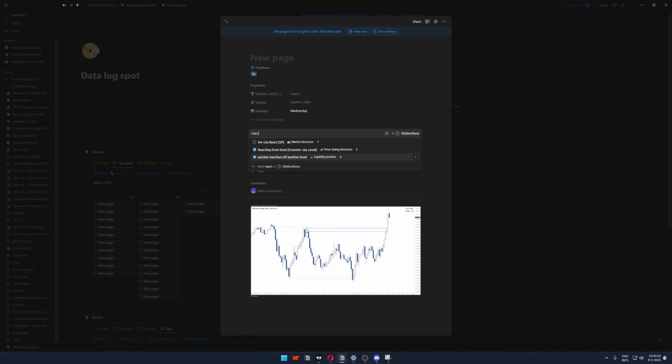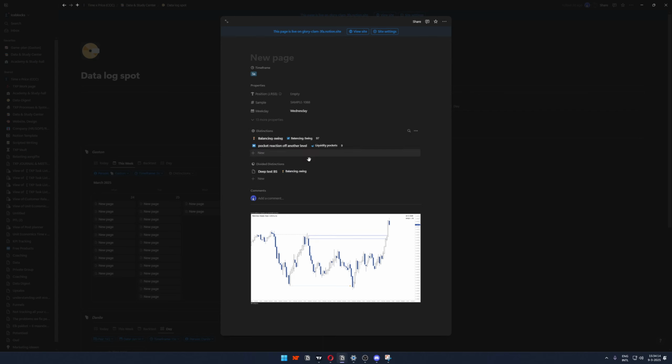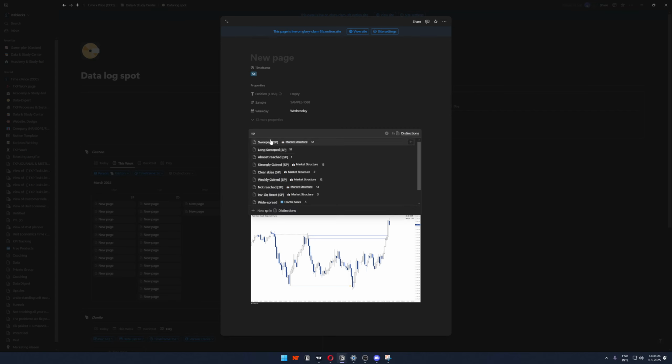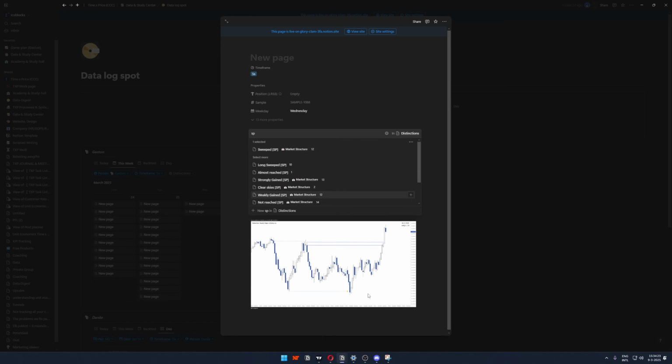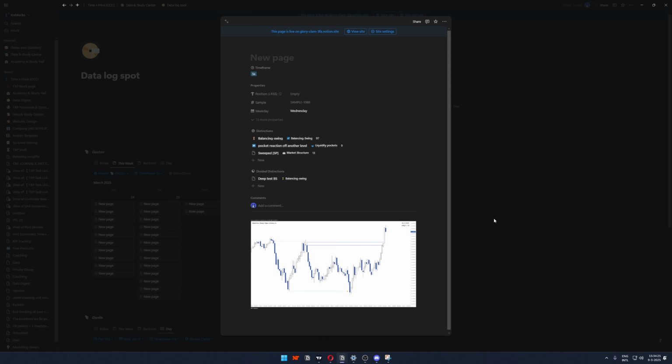So this pocket is a pocket that's created from a reaction of another level. So I will be noting this down. What I can see as well is the structure point, the SP, did get swept, and it was a fast sweep, it wasn't a long sweep. So I will be marking that as well.